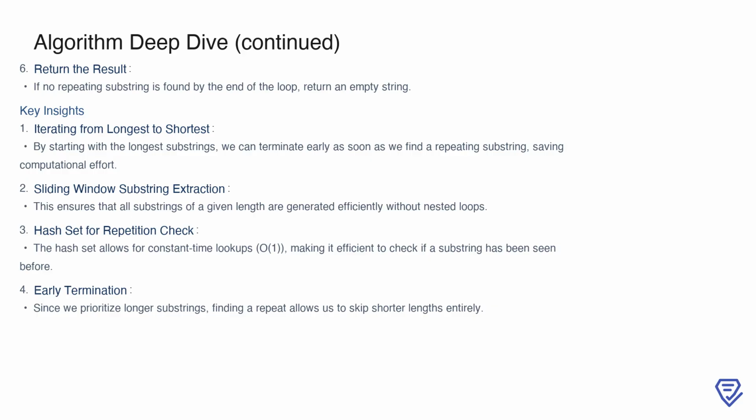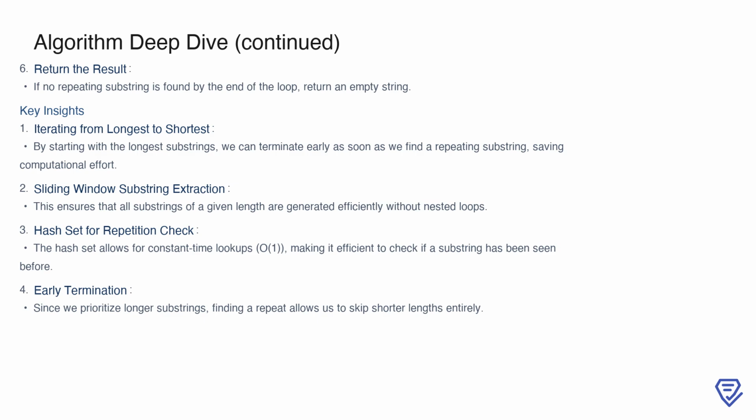There are some key insights that make this approach effective. Starting with the longest substrings allows us to potentially terminate early as soon as a repeating substring is found, which reduces unnecessary computations. The sliding window technique ensures that all substrings of a given length are generated efficiently without the need for deeply nested loops.